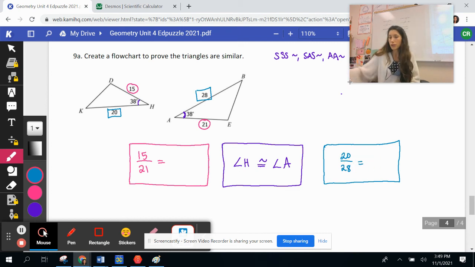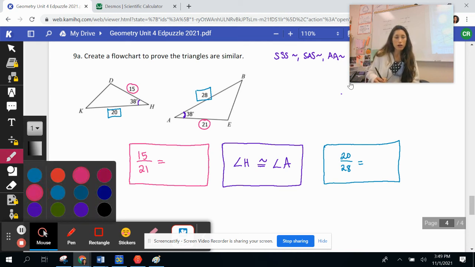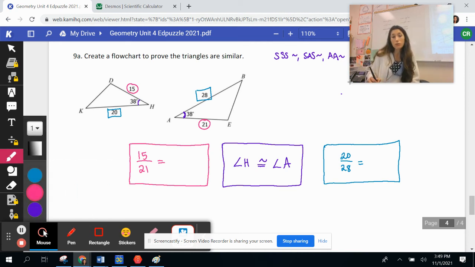Okay. So let's do 15 and 21. And actually, we can just do this without our calculator. If we divide by 3, 15 divided by 3 is 5. 21 divided by 3 is 7. So that's 5/7. And let's look here. We can divide by 4. 20 divided by 4 is 5. 28 divided by 4 is 7 as well. So 5/7. So those two ratios are the same. Yay. That means these triangles are similar. We had two sides. We had an angle. So now we can prove that.